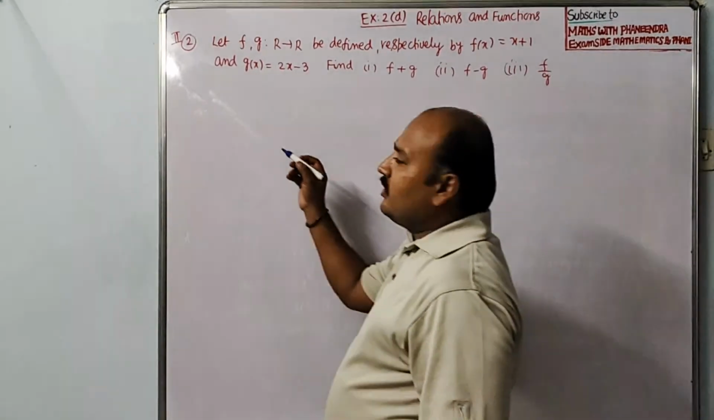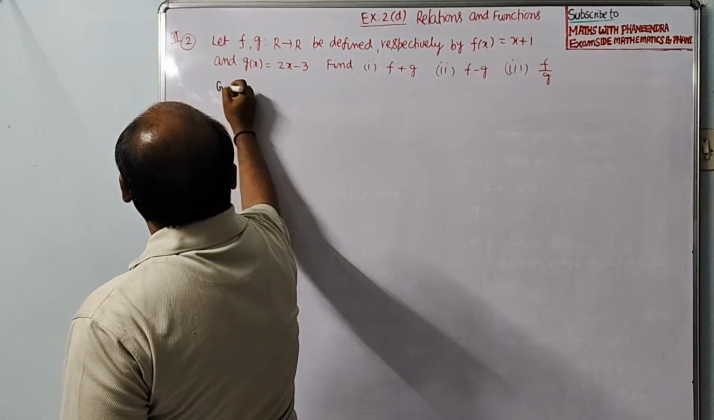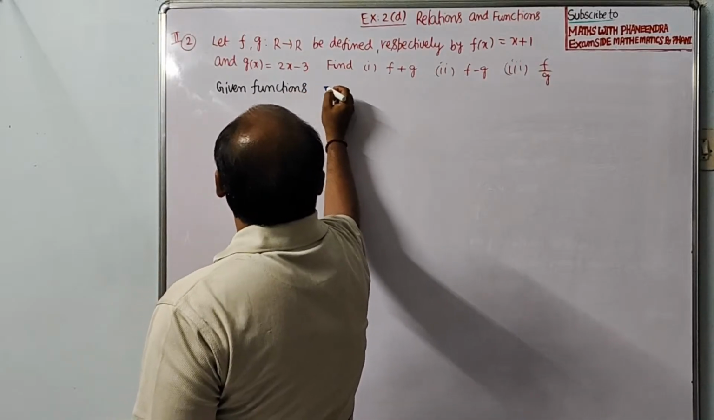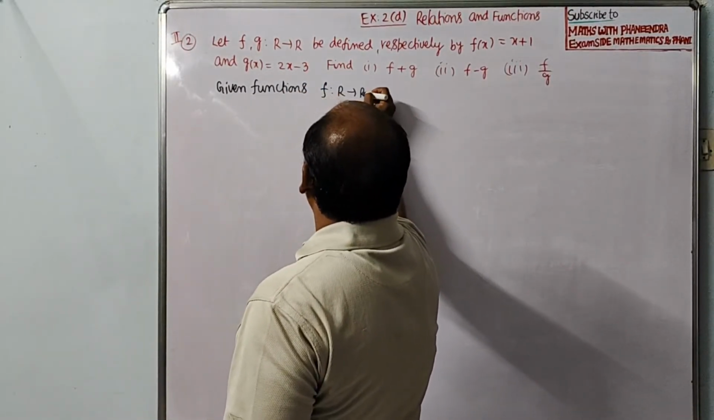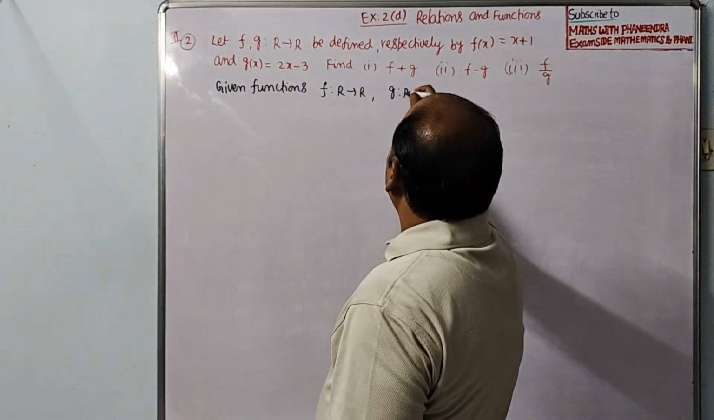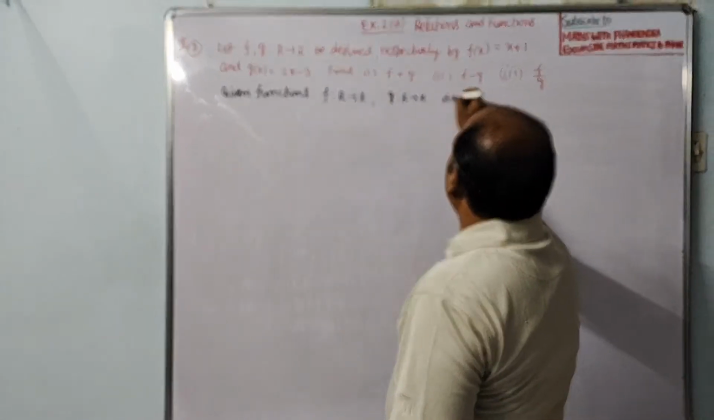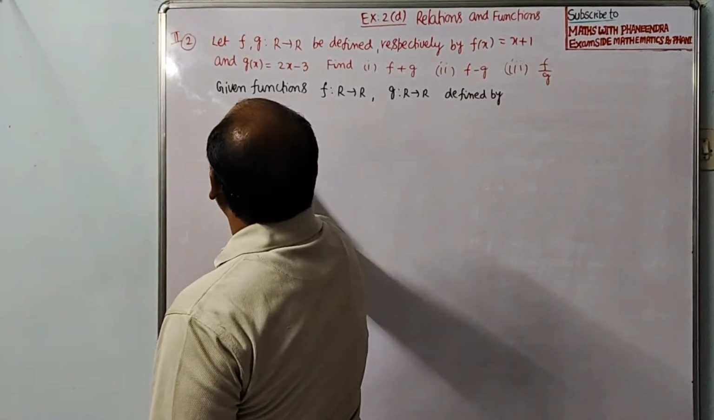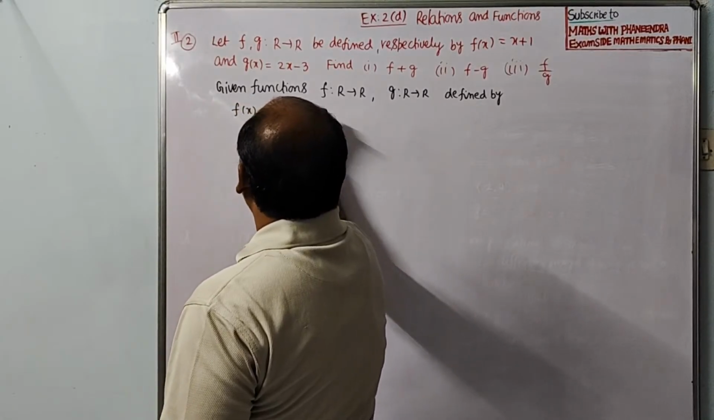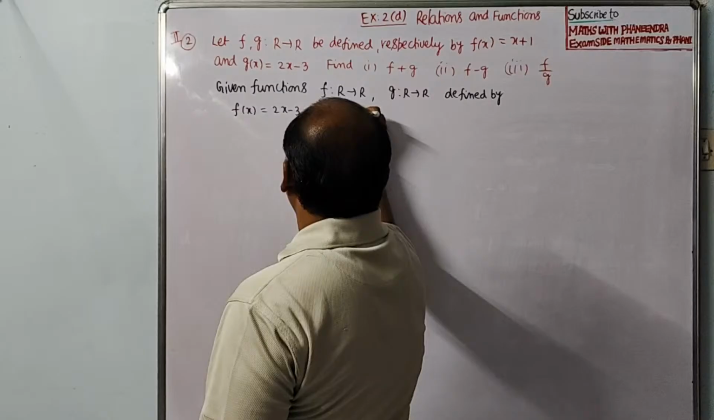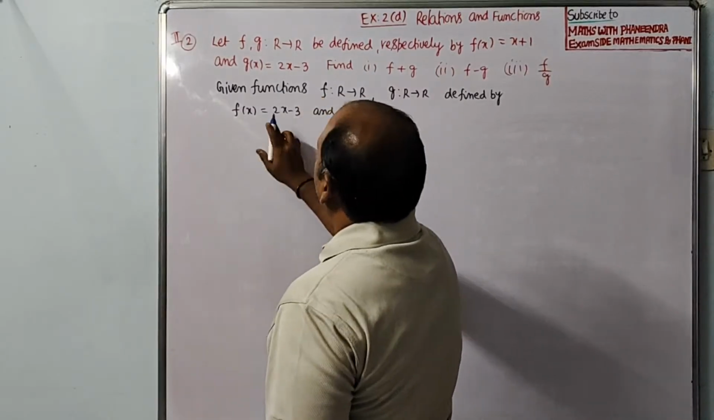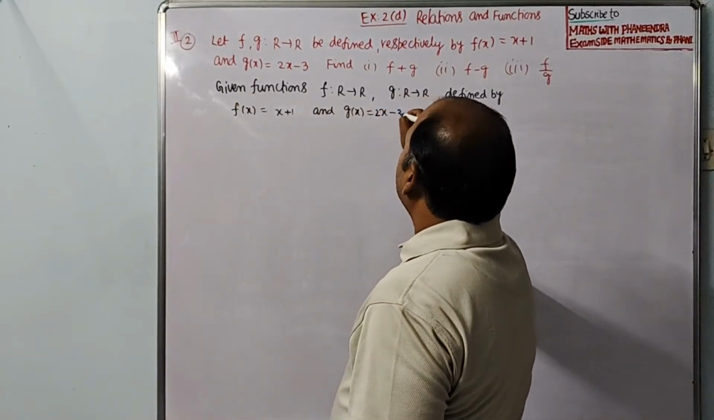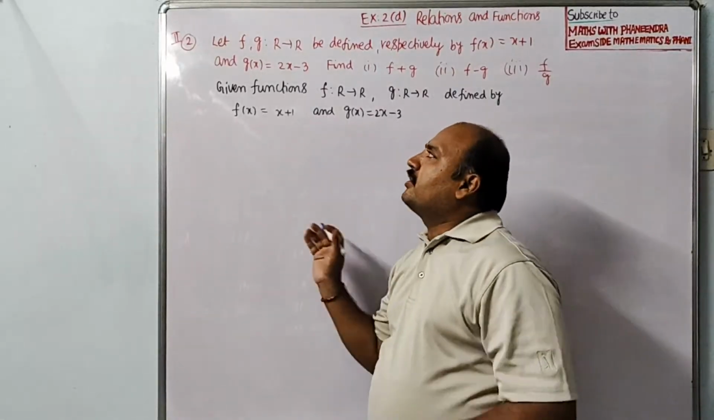So first, the given functions: f is defined from R to R and g is defined from R to R, defined by f of x is x plus 1, and g of x is 2x minus 3. That is the given information, dear students.